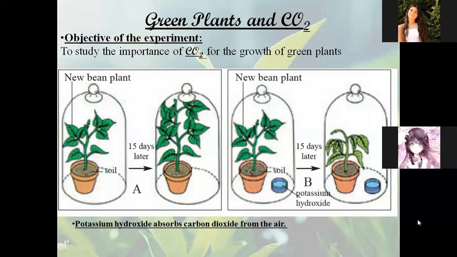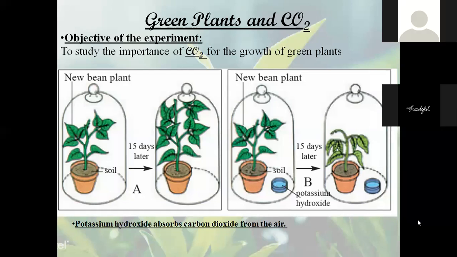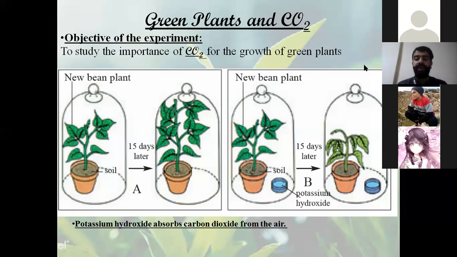What do we call the test that we use to identify the presence of carbon dioxide? Do you remember? What do you think? Okay, so I think Larissa doesn't have an answer.